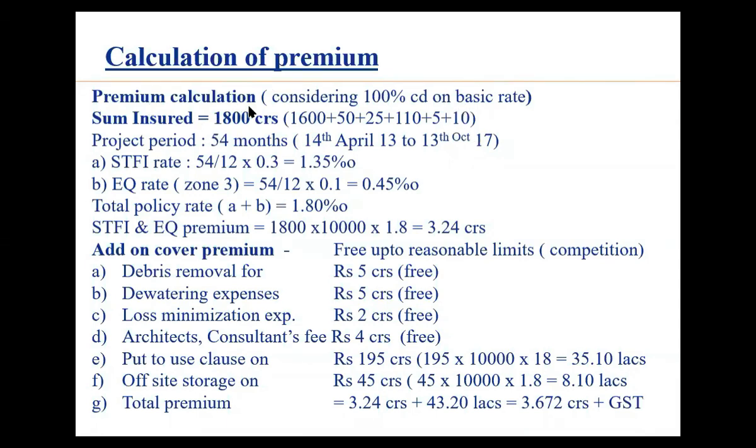Now, premium calculation, how it is to be done considering 100% CD. Now, this is as per GIC guidelines. We have given 100% seeding. So let us not talk of basic rate. Sum insured is total 1600 plus 50 plus 25 plus 110, 5 and 10. This total sum insured is coming to 1800.